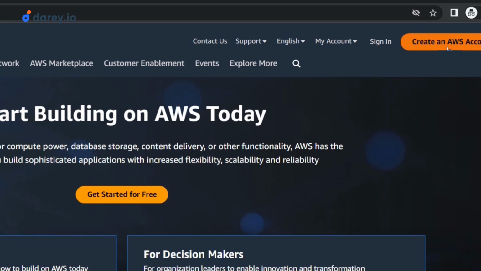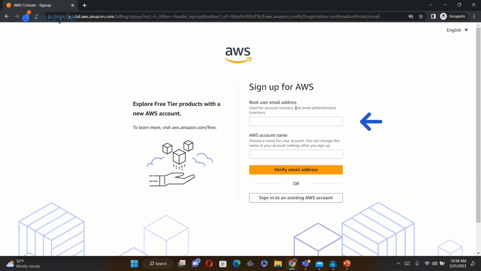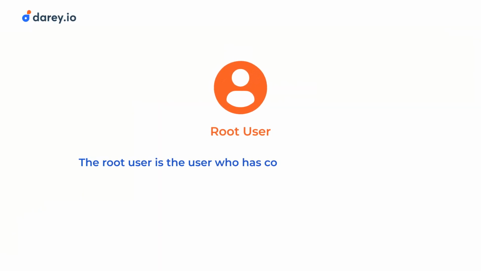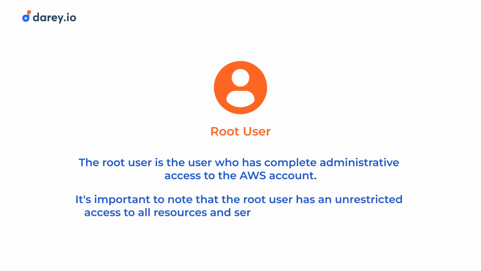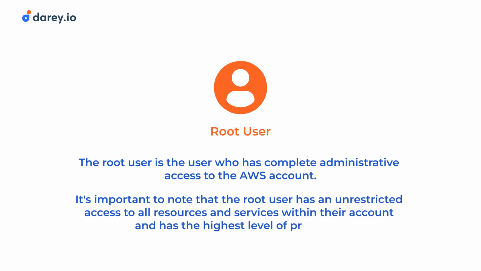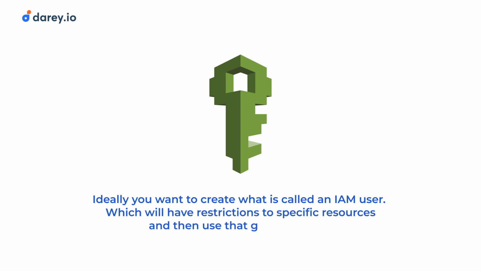Since we're creating a new account, you need to click on the Create a New AWS Account button. Next, you'll need to enter your email address, which will serve as your root user. The root user is the user who has complete administrative access to the AWS account. It's important to note that the root user has an unrestricted access to all resources and services within the account and has the highest level of privileges. Ideally, you want to create what is called an IAM user, which will have restrictions to specific resources and then use that going forward. The root user must be highly protected.